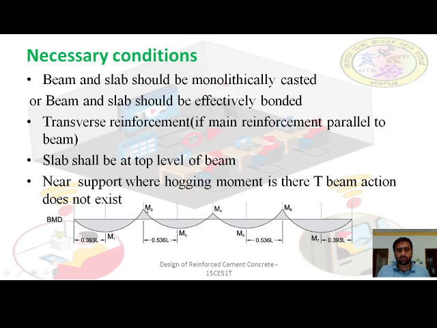Means near the support, this support condition, where the hogging is there, see there is a negative moment in the beam, so actually the slab will also be creating a negative moment at this location. There will be no T-beam action. So it should be designed as a normal beam or a doubly reinforced beam. So near the support where hogging moment is there, T-beam action does not exist. Just have a look at the necessary conditions. So these are the necessary conditions which should be there in order to have the T-beam action.